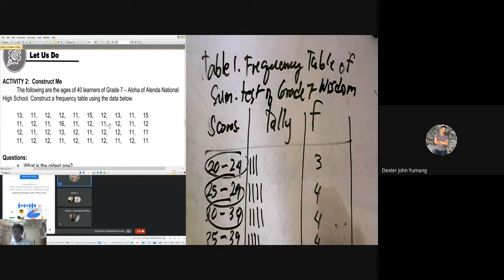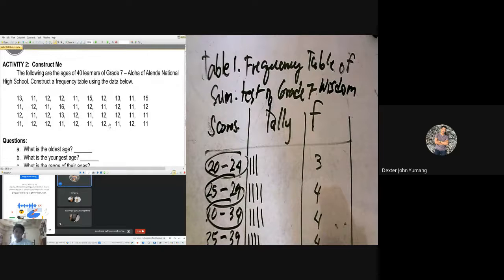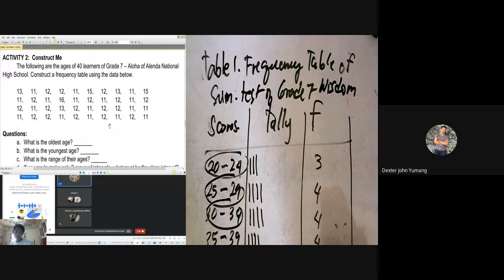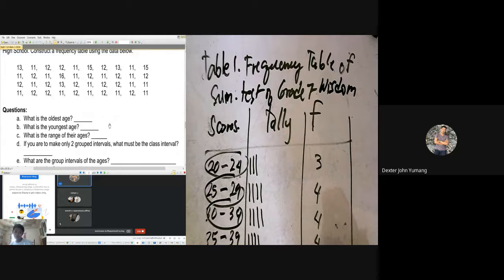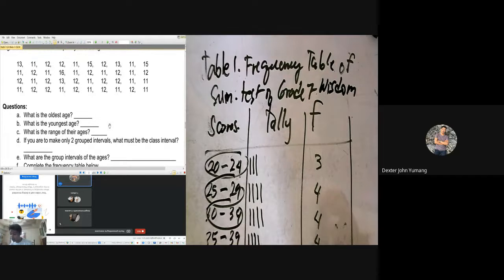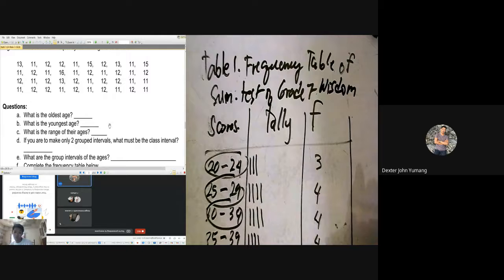Okay? So gawan nyo ito ngayon ng what is the oldest age, what is the youngest age, what is the range of their ages. Ibig sabihin, kukunin daw yung range. If you make to make only 2 groups of intervals, what must be the class interval? Ano po yung class interval? Ito po yung class interval. Tinatawag 20 to 24, 25 to 29, 30 to 34. Yung range, yung by 5, by 2, by 1, by 3, by 7, ganun po.